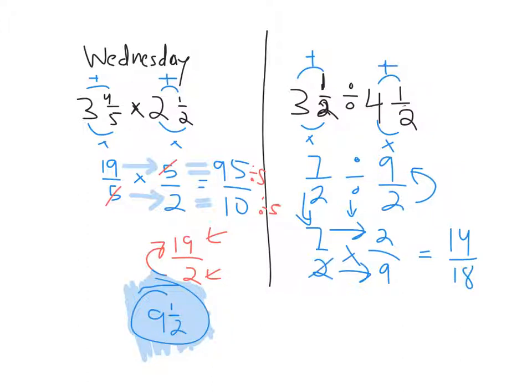But we could also cross cancel. Now we just have 7 times 1 is 7. And 1 times 9 is 9. And if we were to reduce this by dividing by 2 in the numerator and the denominator, 14 divided by 2 is 7. And 18 divided by 2 is 9. So our final answer is 7 ninths.